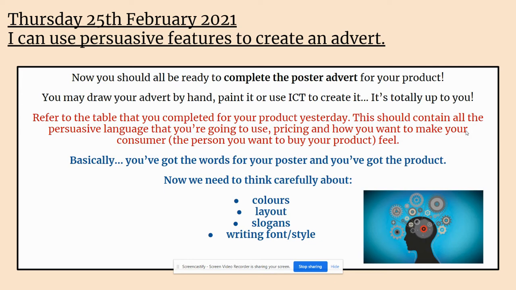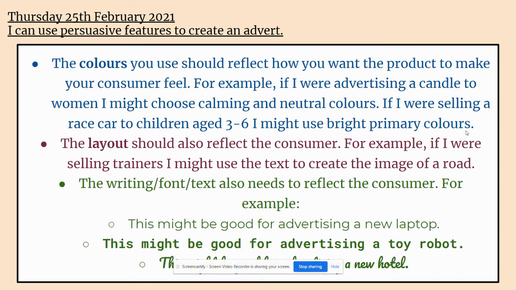So we might need to think about colours, layout, slogans, writing font, or the writing style. So for example, you've got all of the answers to those questions. So you know what alliteration you might use, you know if you're going to use any questions, you know what your product's called, you know what kind of pricing it's going to be. But have a little think today when you're drawing your advert for your poster about the colours.